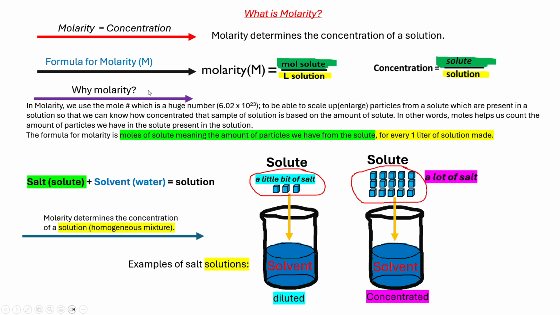So why molarity? And what's it used for? What is the benefit of it? In molarity, we use the mole number, which is a huge number, 6.02 times 10 to the 23rd power, to be able to scale up or enlarge particles from a solute, which are present in a solution. So that way we can know how concentrated that sample of solution is based on the amount of solute. In other words, moles help us count the amount of particles we have in the solute present in the solution.